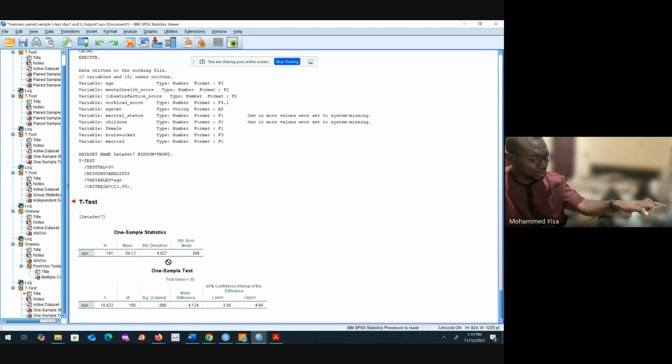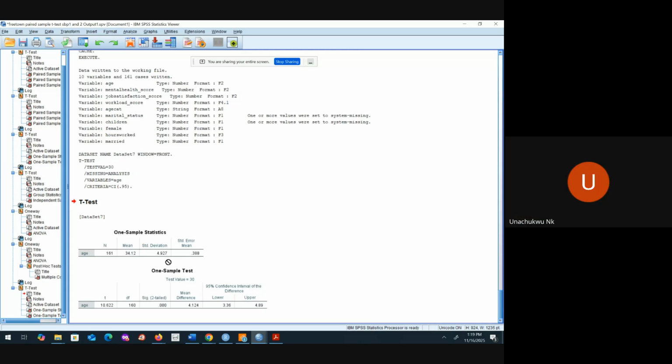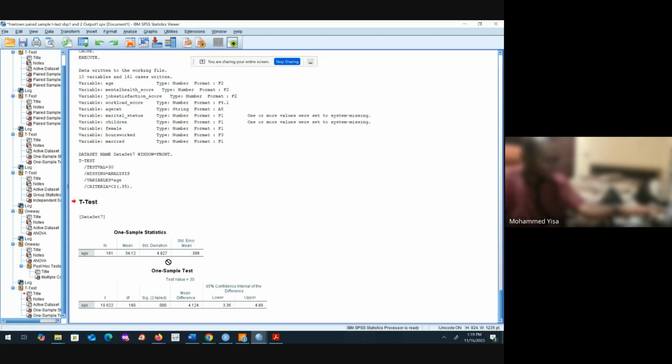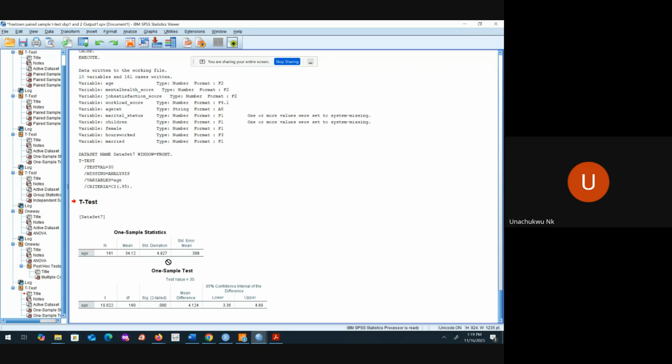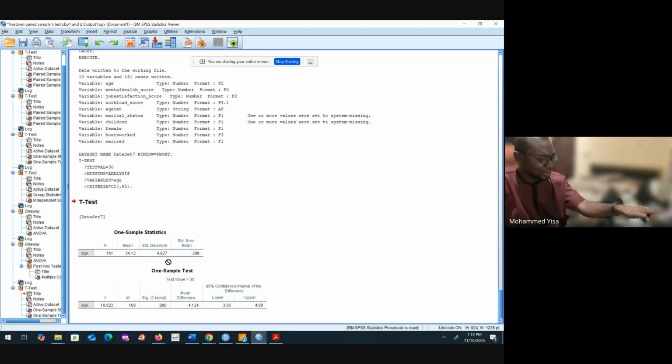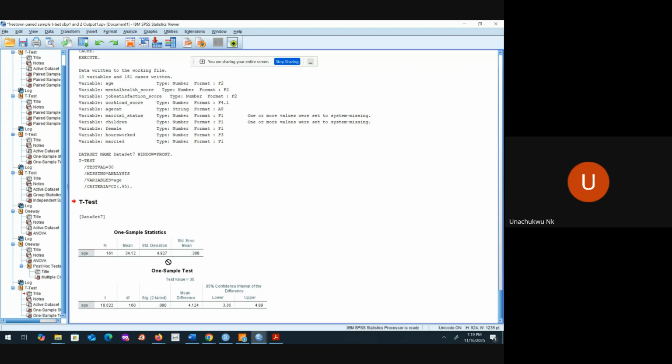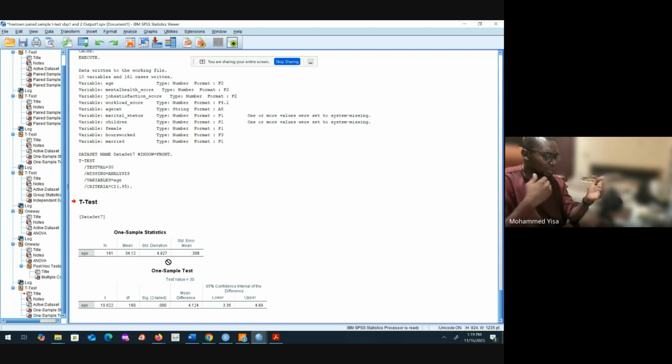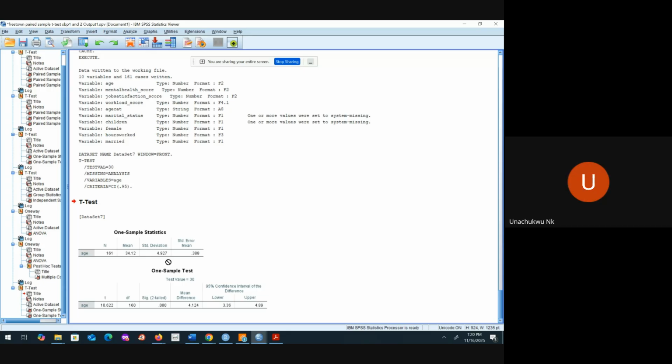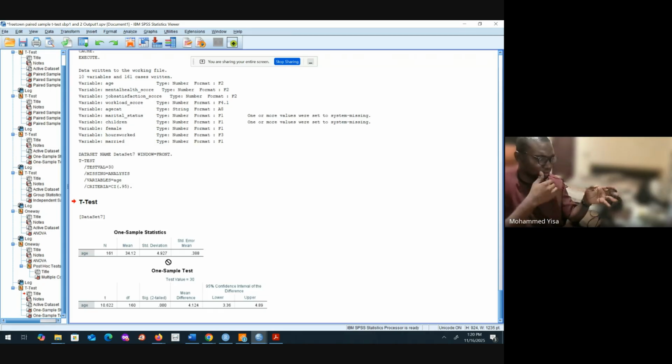So you can see the mean, the standard deviation, and the standard error. Now, in the one sample t-test, you see that the test value you used is 30, and the variable you are considering is age. The mean difference is 4.12. It means the test value was subtracted from your sample mean, and that's why 4.12 is a positive number.